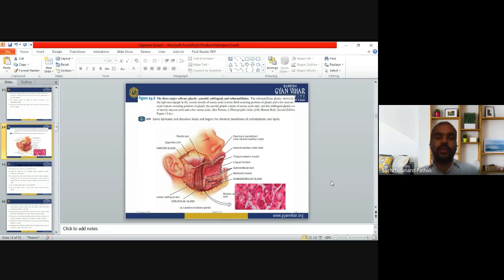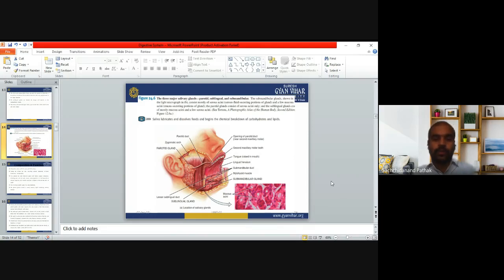Now you can see the structure here. There are different glands. The first one is the parotid gland, just near the ear, and the parotid gland has a parotid duct that opens into the molar tooth, the second molar tooth.